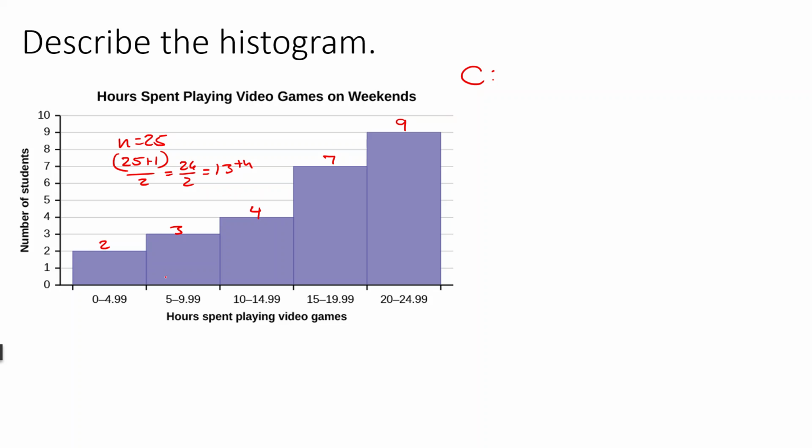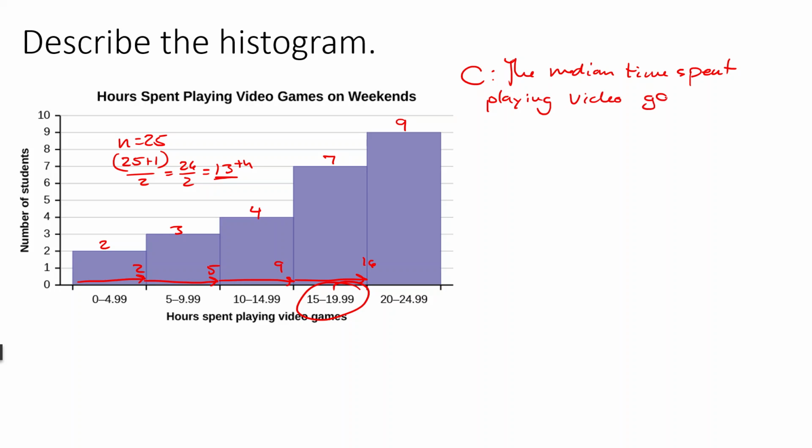We can start from either side. If you start from this side, let's see, we've got 2, plus 3 is 5, plus 4 is 9, and then plus 7 more is 16. We've passed the 13th. It's somewhere in here. So the median, and we've got hours spent playing video games. So the median time spent playing video games is between 15 and 19.99. If you want to call that 20, that's okay. Hours.